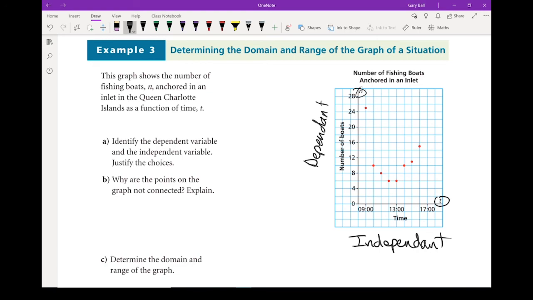Now, we can have part of an hour. So for the x-axis, that's not the reason. It's this y-axis right here where you can only have whole numbers of boats. So for B, can't have half a boat. If it was a solid line, it would mean everything in between those numbers is included. Whereas this, only the numbers at the dots are included.